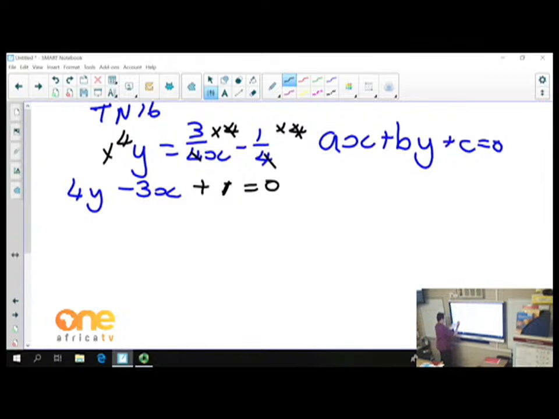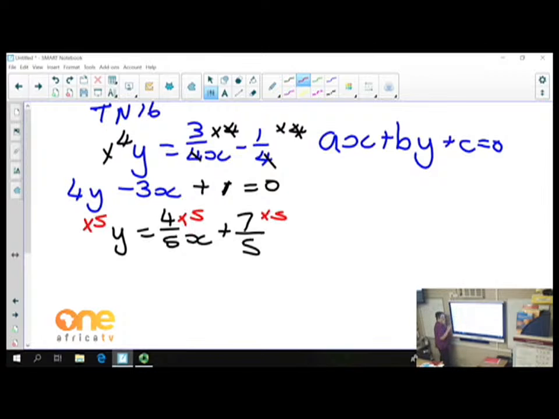Right, the next one. y is equal to 4 over 5x plus 7 over 5. What is the LCM? And now we need to take them over. So what will it be? Yes, good. Is equal to 0. So can you see how we change them?